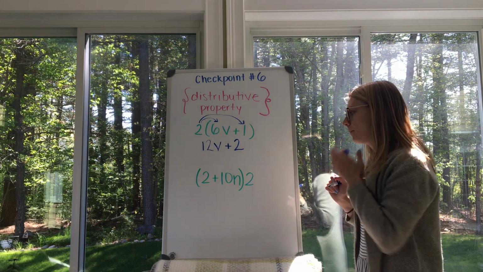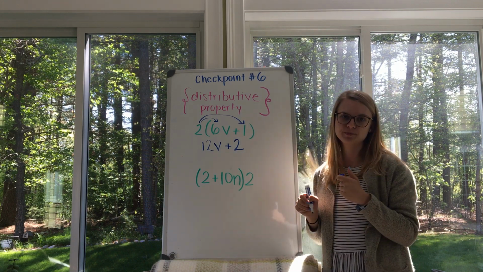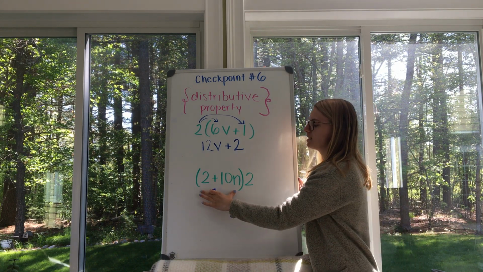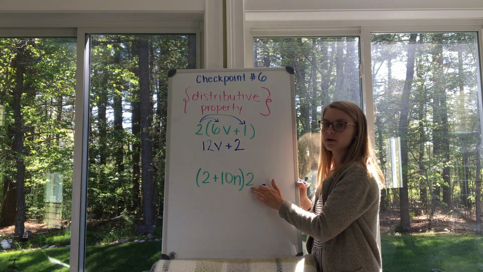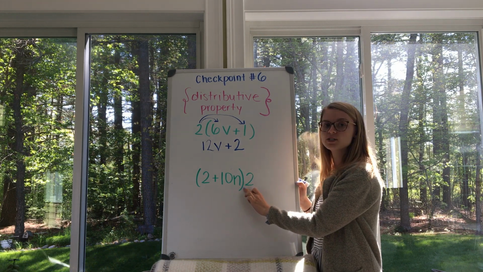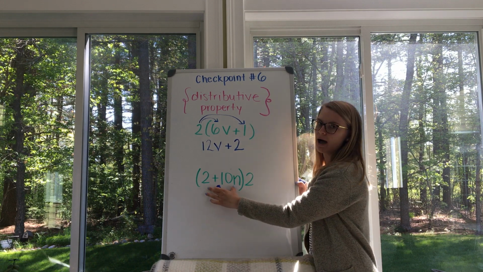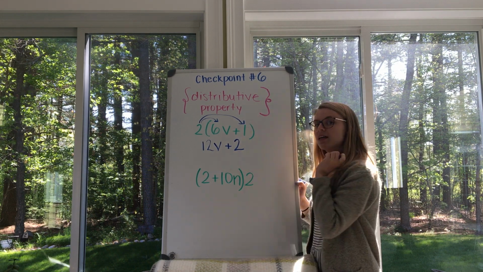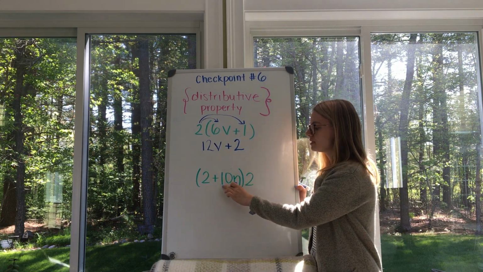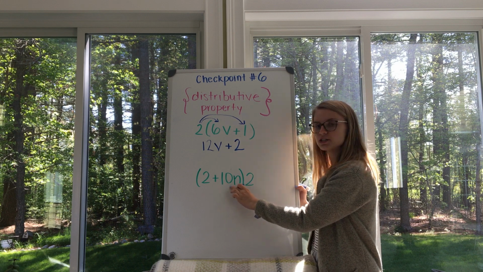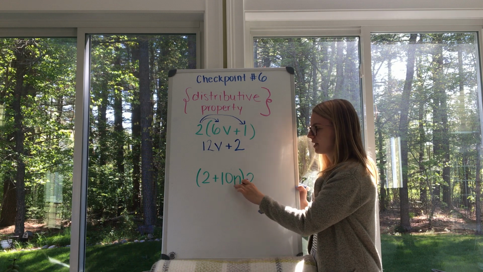Let's try another example. So here we have 2 plus 10n times 2. Again, we have something in parentheses, and then we have a number on the outside. So we're going to multiply the number on the outside. Even though there's no multiplication sign, we are multiplying this number on the outside by what is inside the parentheses. This time we have a different variable. It's n. And we are multiplying 10 times n.